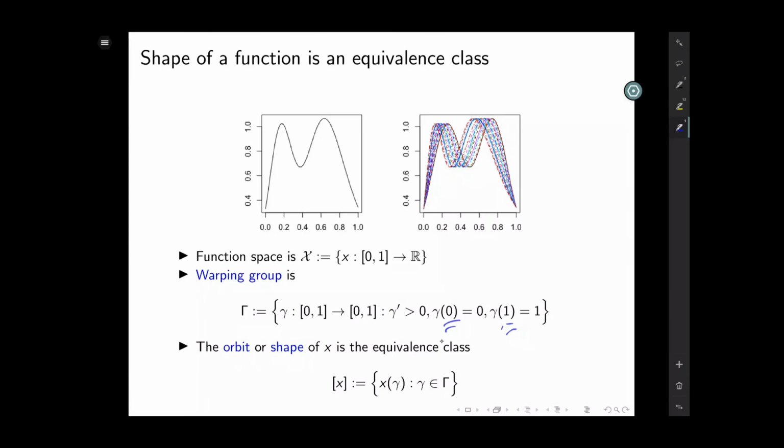And hence, I can define equivalence classes. That is, two elements of an equivalence class are related by the group action. In other words, I will define the shape of a function x to be the set of all other functions which are related to x just through a warping of its x-axis. This is the orbit or the shape of x, and it is an equivalence class.